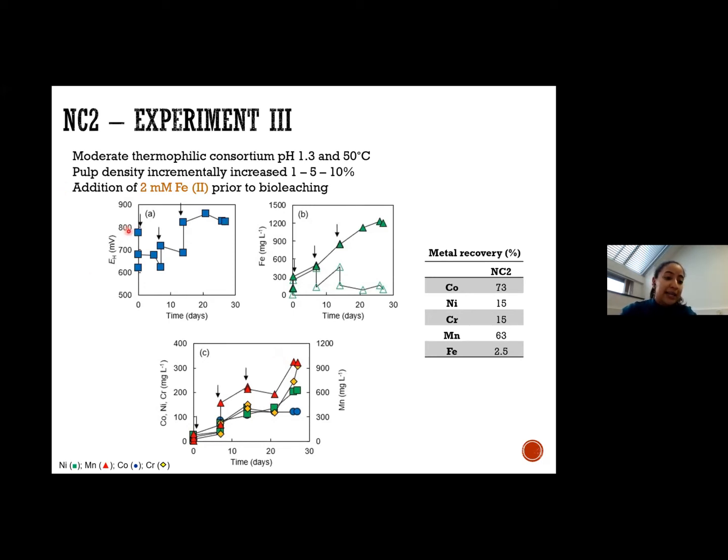So what happened here in the beginning was pretty much the same. The redox goes down and then it goes up again once another addition is carried out. But at this stage, when you reach the total of 10% pulp density, the redox did not go down. So it went up and it stayed up, which was not really what we wanted. But still, the metal recovery wasn't too bad. We're still recovering over 70% of the cobalt.